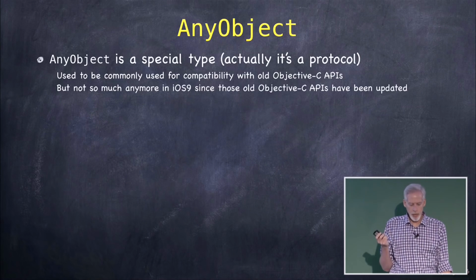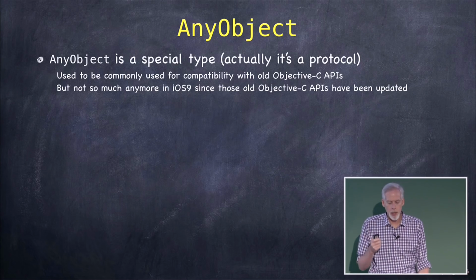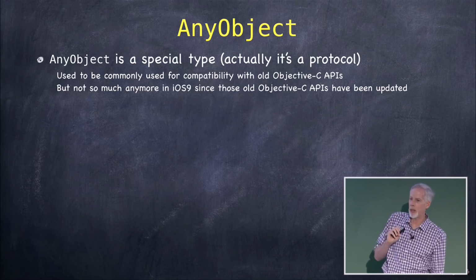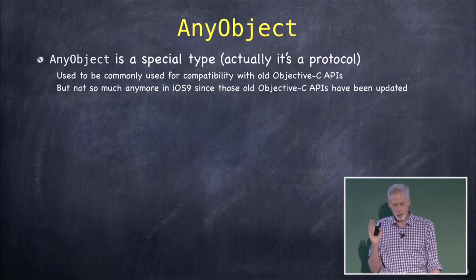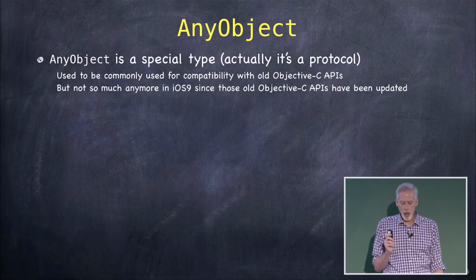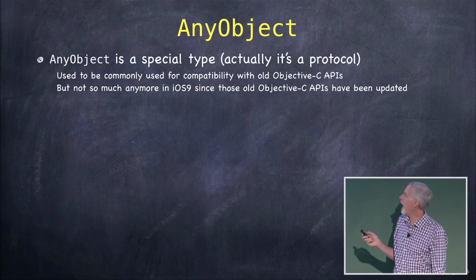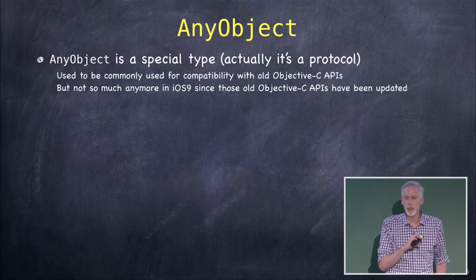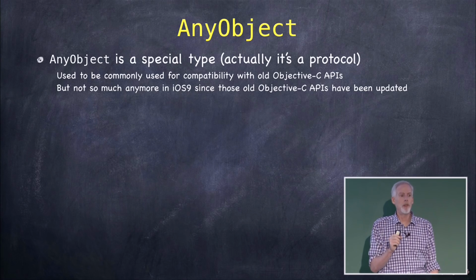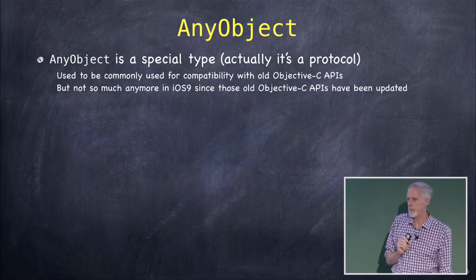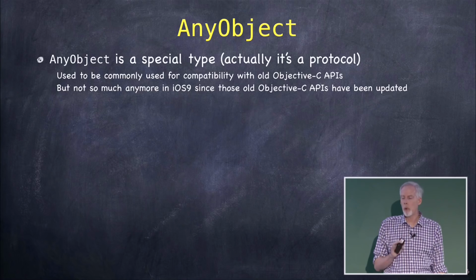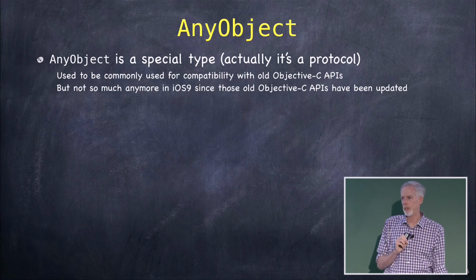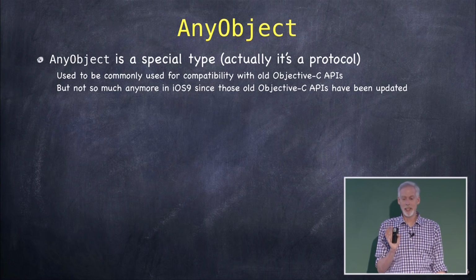Now, AnyObject, a little more complicated here. AnyObject is a special type. It's actually a protocol, but we haven't talked about that yet. Anyway, you can think of it as a type. It is used commonly, or used to be, for compatibility with Objective-C APIs. Objective-C, for those of you who are trying to learn some Objective-C along the way, has a very important type called id, which means pointer to an object of unknown class. So that's a very open-ended type.